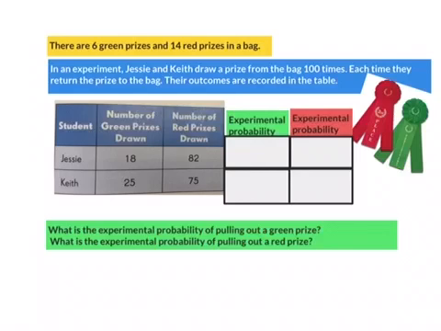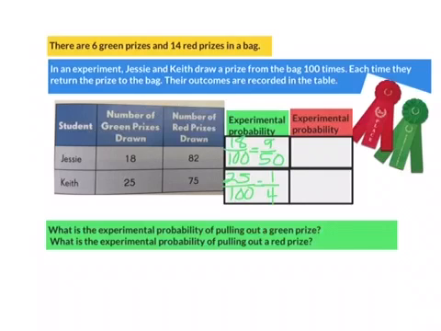This is no longer theoretical probability because we actually did an experiment. So this is our experimental probability. This is actually what happened. So now we need to figure out for Jessie, what is her experimental probability for pulling out a green prize? Well, she pulled out 18 green prizes out of 100. We can simplify, divide the numerator and denominator by 2, and we end up with 9/50. What about for Keith? Well, he drew 25 green prizes out of his 100 pulls, which is equal to 1/4 if we divide the numerator and the denominator by 25.